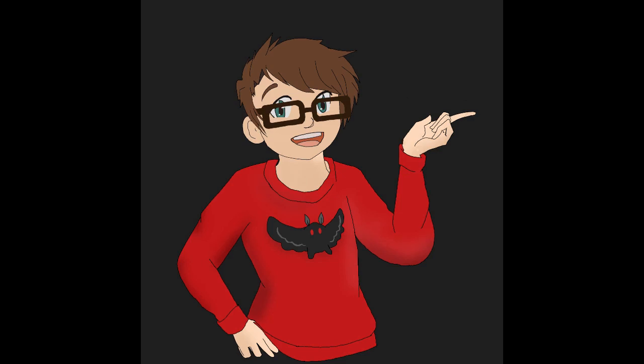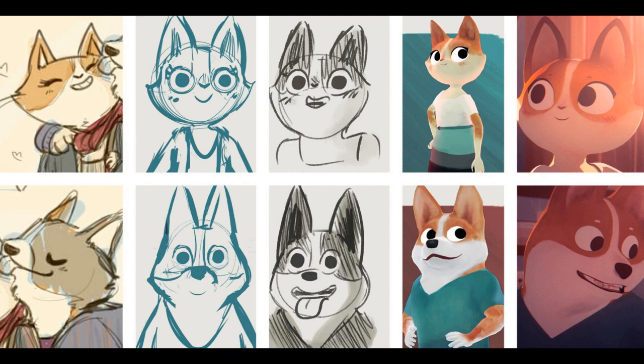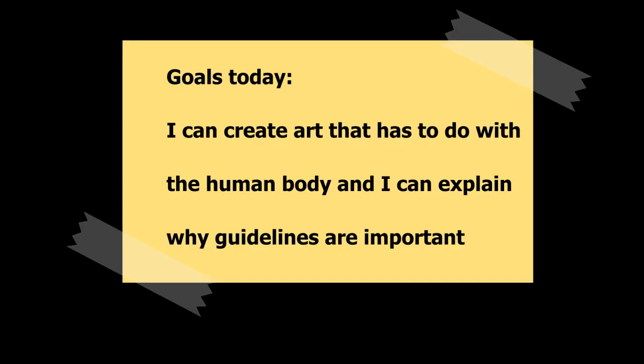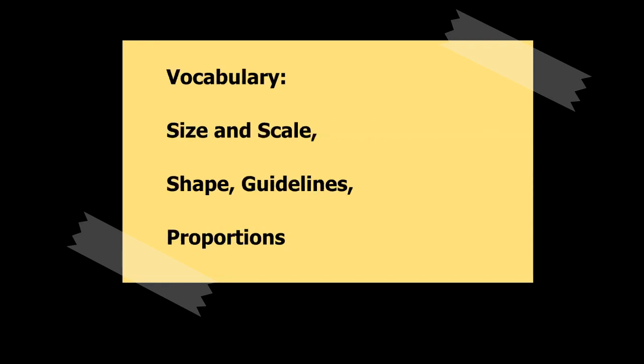Today we're talking about comics and cartoons, specifically how artists plan and create their characters. Our goals today are: I can create art that has to do with the human body, and I can explain why guidelines are important when creating an image. Our big vocabulary for today is size, scale, shape, guidelines, and proportions.